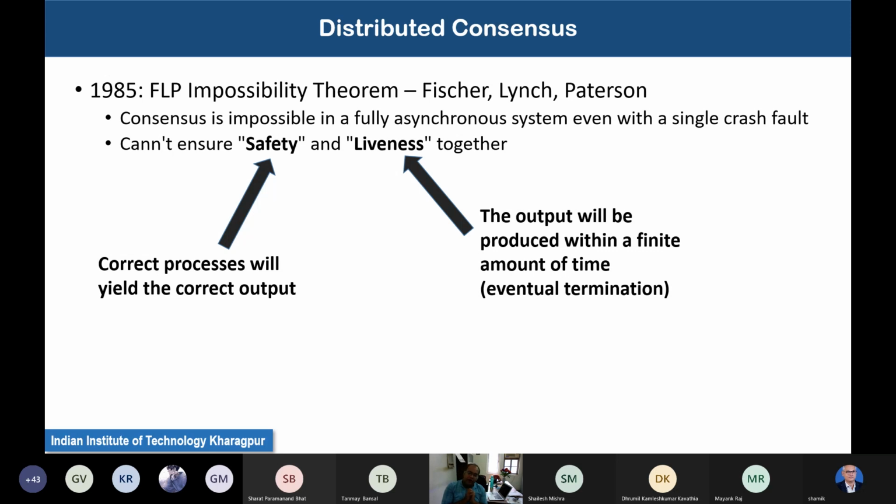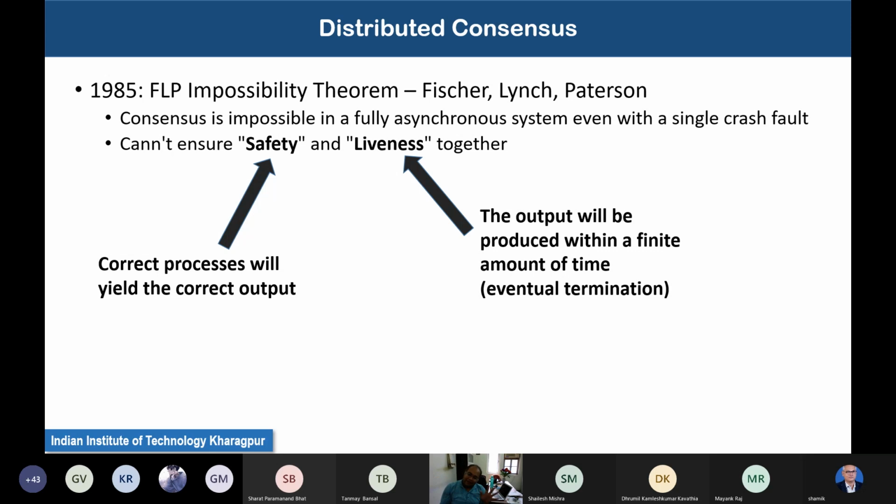People understood that real networking environments are typically asynchronous environments, and in an asynchronous environment we will not be able to guarantee safety and liveness together. So what we can do is prioritize one over the other. Either give priority to the correct output, or give priority to termination of the algorithm.